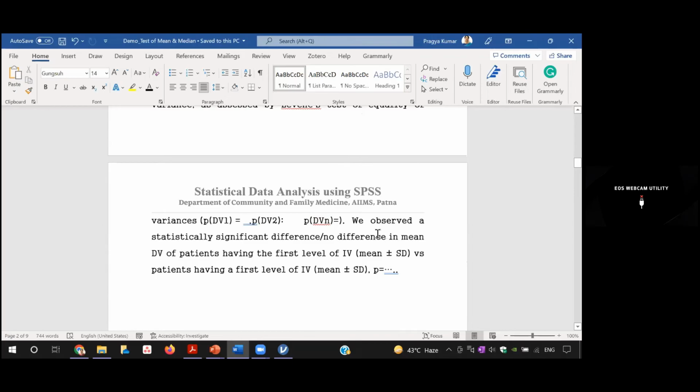And we observed a statistically significant difference or no difference in the mean value of whatever you are analyzing across the two levels. And then you have to report the mean and standard deviation along with its p-value. So this is the write-up. You can replace it with the appropriate variables of your interest.